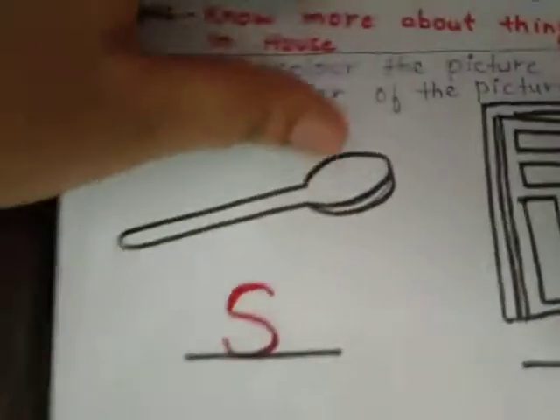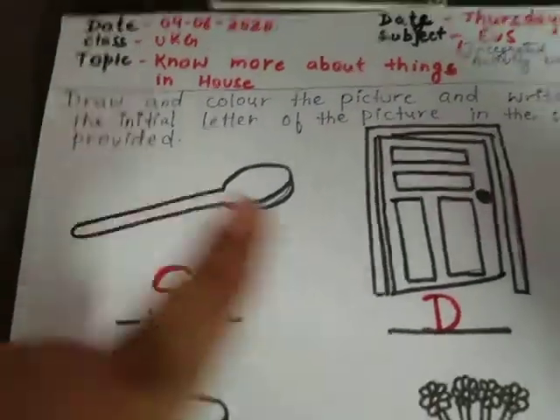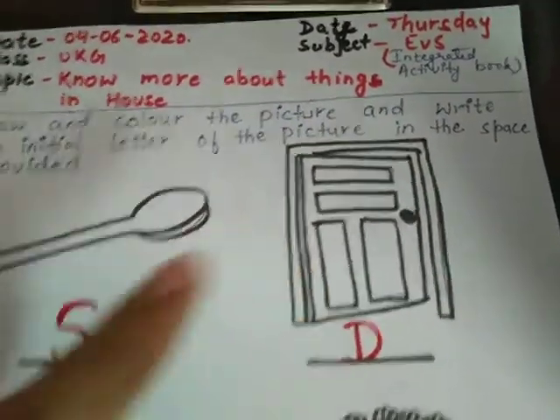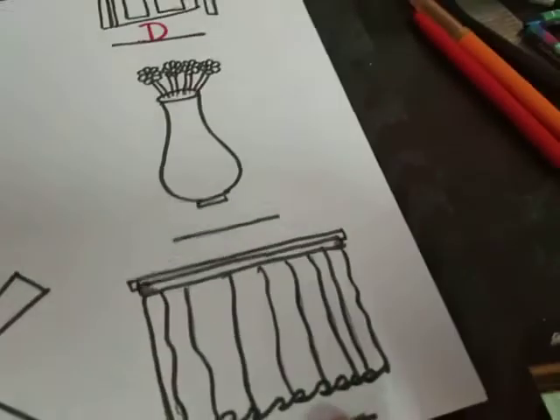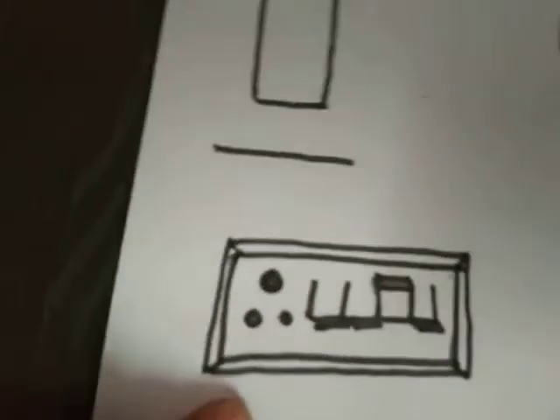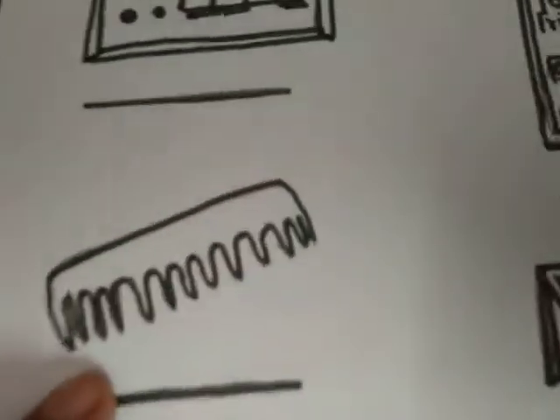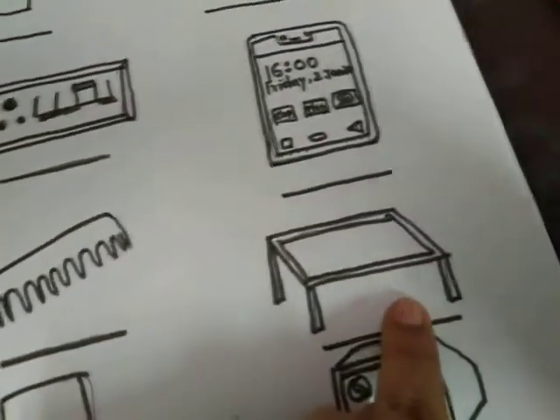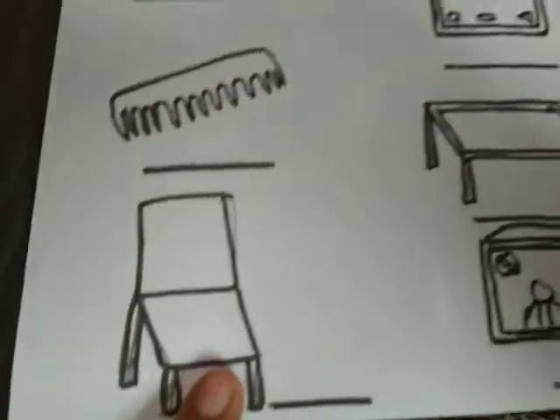Let me revise it once again. First one, spoon. Second one, door. Third one, G for glass. V for vase. F for fan. C for curtain. B for bottle. C for clock. S for switchboard. M for mobile phone. C for comb. T for table. C for chair. And T for television.